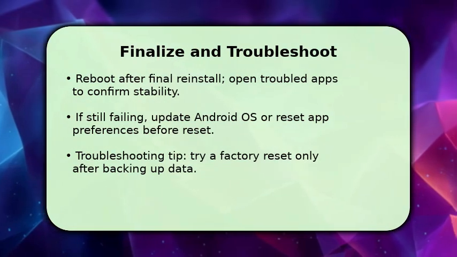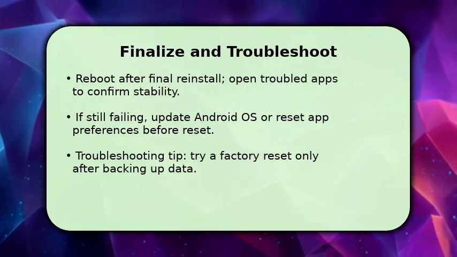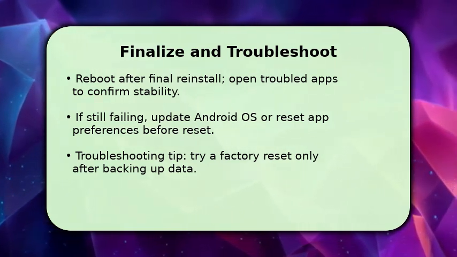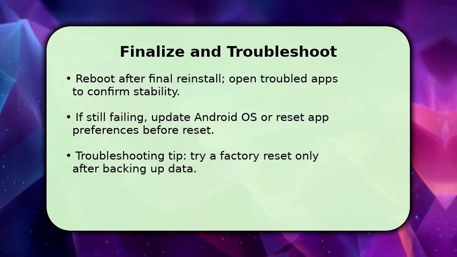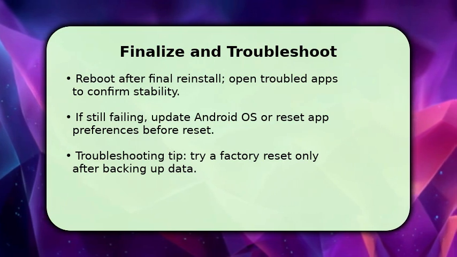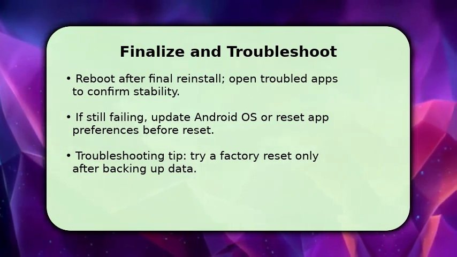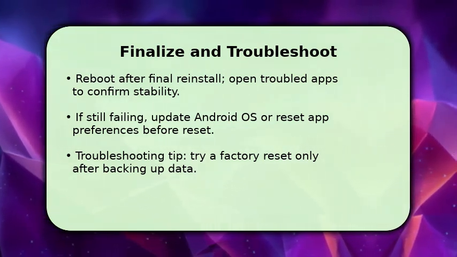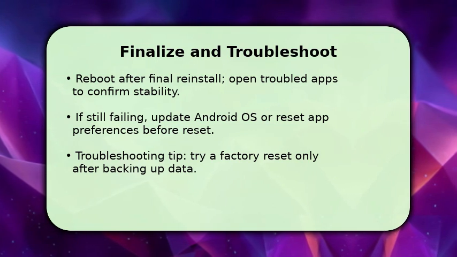You finish by rebooting and launching the apps that previously crashed to confirm the issue is resolved. Many problems clear after a restart. If crashes continue, check for a pending Android System update and install it, or reset app preferences to recover disabled essentials. Only consider a factory reset as a last resort.